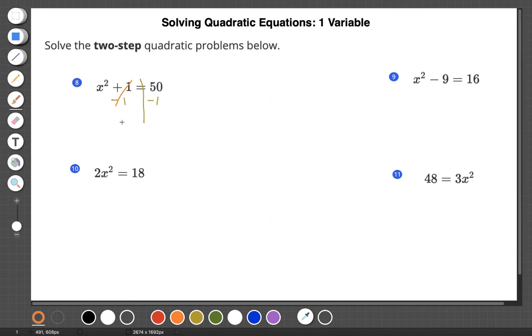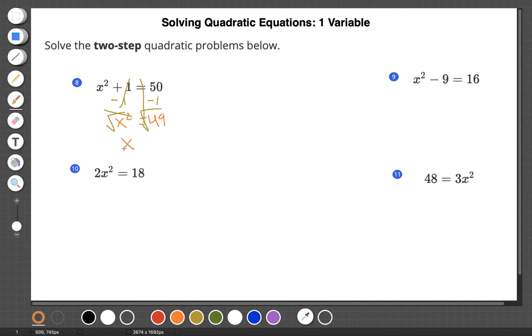So we get x squared equals 50 minus 1, which is 49. We can drop down our equal sign. Okay, we're not quite done yet because we have this squared. So what are we going to do now? Well, all I have left is x squared over here. So now I can square root. And remember, you have to do it to both sides still. So that square root is going to cancel out. And what do we have left?